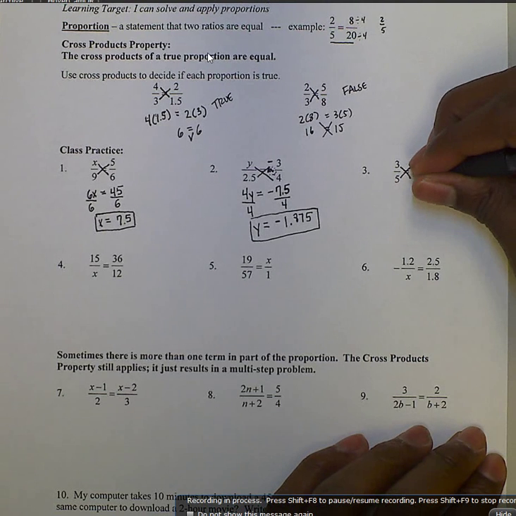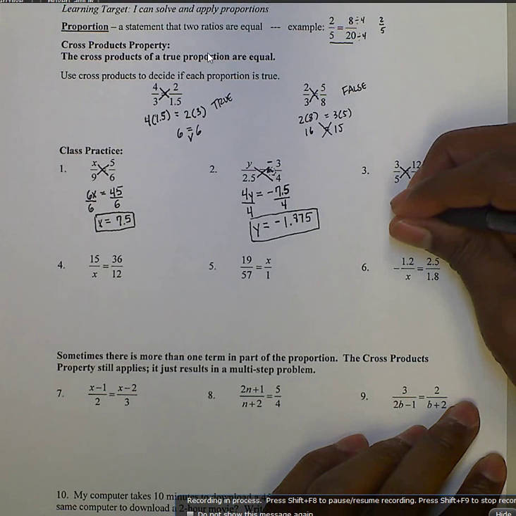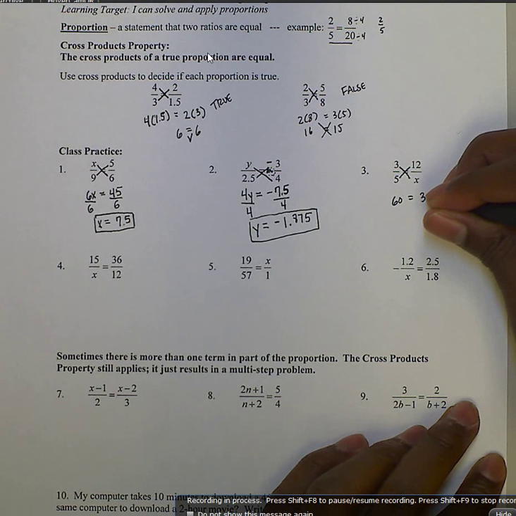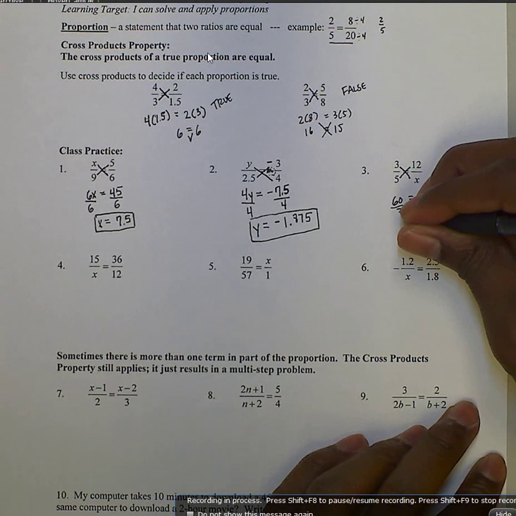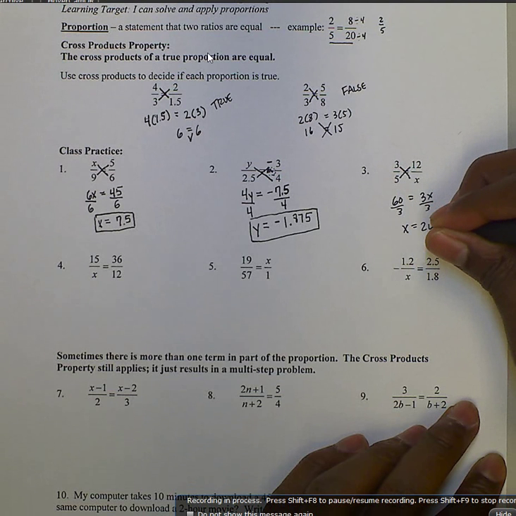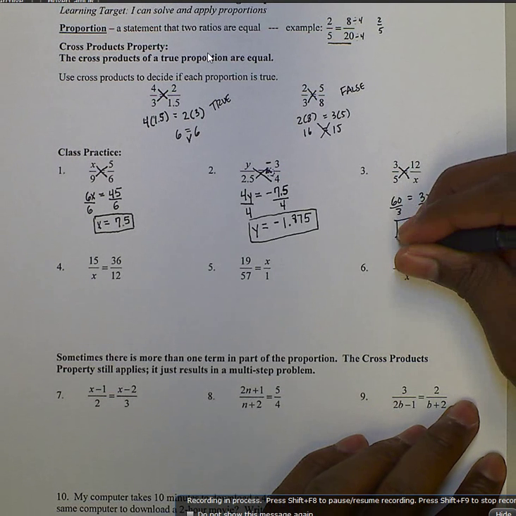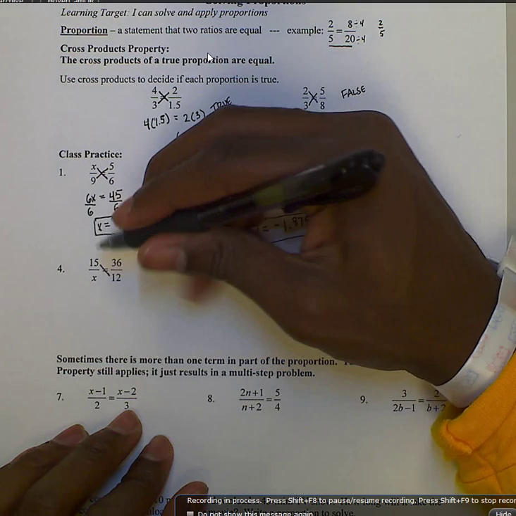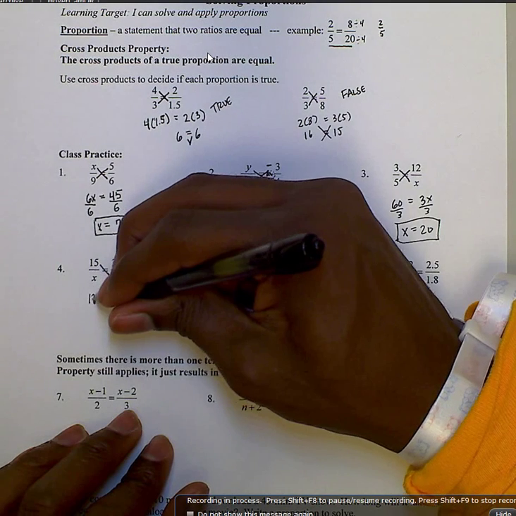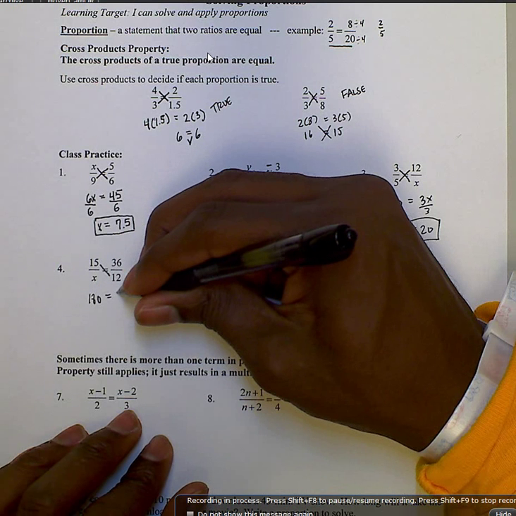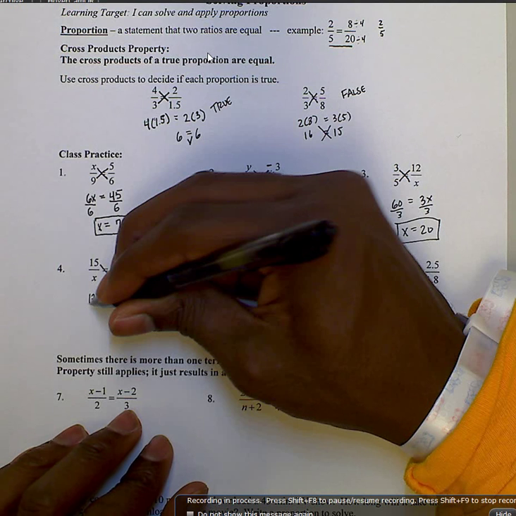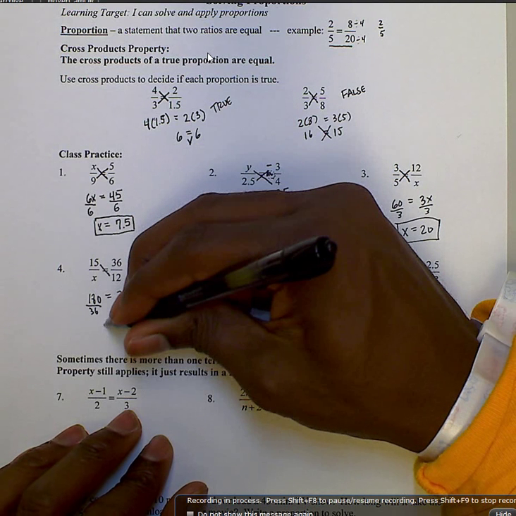Okay. So I'm cross multiplying. 5 times 12 is 60. 3 times x is 3x, divide by 3, x will equal 20. Do the same thing here, that's 150, 180, equals 36x, divide both sides by 36, and that makes x equal 5.